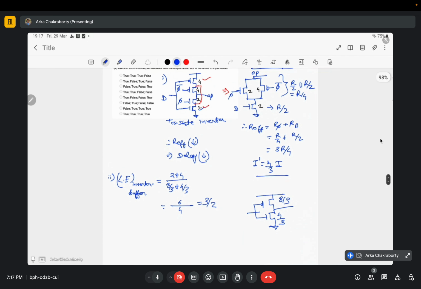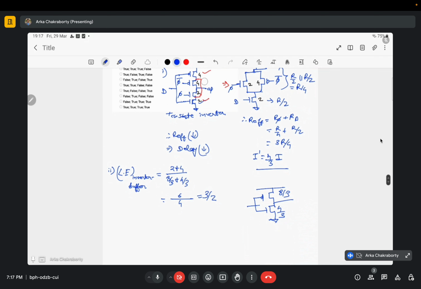But for tri-state inverter, this red one will not be connected when it is in tri-state inverter mode. Okay, so here you can see the current would be 2I, the same only. I dash should be here, I only.